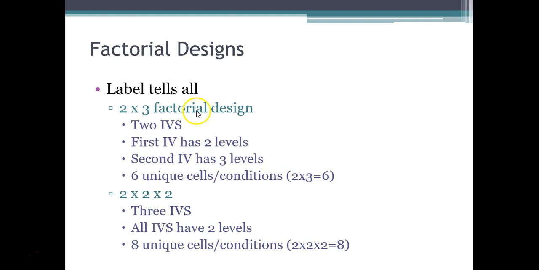So in factorial designs, the label tells all. A 2 by 3 factorial design, you have 2 independent variables because you have 2 numbers here. The first independent variable has 2 levels. The second has 3 levels. And then you multiply together 2 times 3, that's 6. We would need 6 groups or conditions. And in this case, we've got a 2 by 2 by 2. Now we have 3 independent variables or 3 factors, 1, 2, and 3. All 3 independent variables have 2 levels, and that leaves us with 8 unique conditions or 8 groups, 2 times 2 times 2.